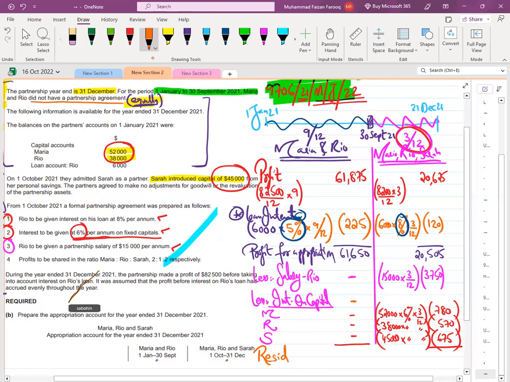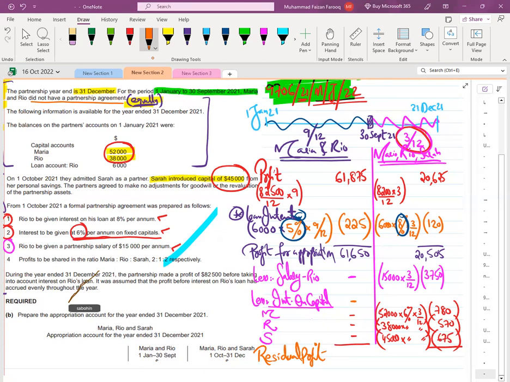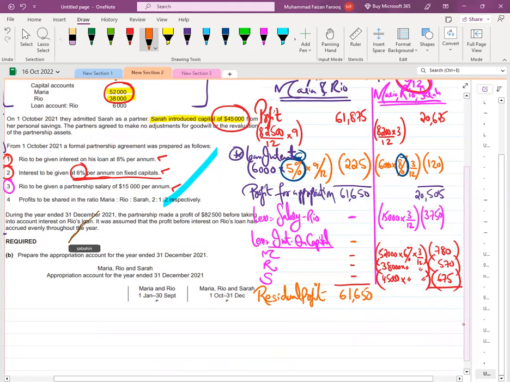So we have residual profit. Residual profit for the initial 9 months is 61,650, because if there is no agreement, no interest on capital, no salaries, and no interest on drawings will be paid. Then for the remaining 3 months, they had an agreement. As per the agreement, we paid them interest on capital, we paid them salaries. There is no interest on drawings given. So the residual profit for the remaining 3 months is 14,730. We reached till residual profit.